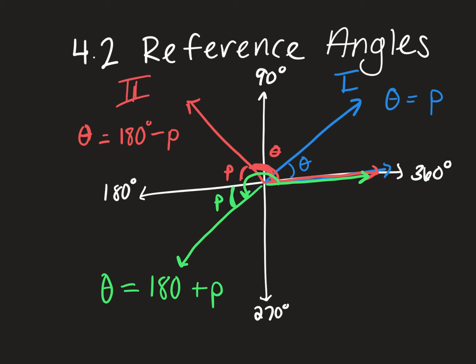Okay, so in quadrant four, if this is our initial side, remember, theta goes around the outside, right? But inside here would be our reference angle. So if we go all the way around, how many degrees is that? 360. And then we take away this much, right? So that means our angle measure is 360 minus P.